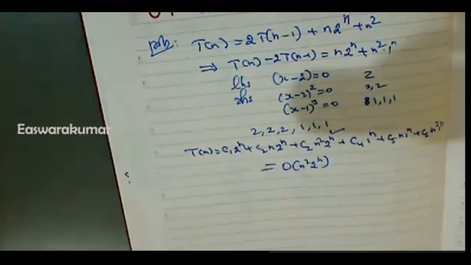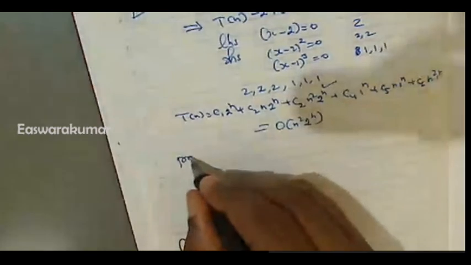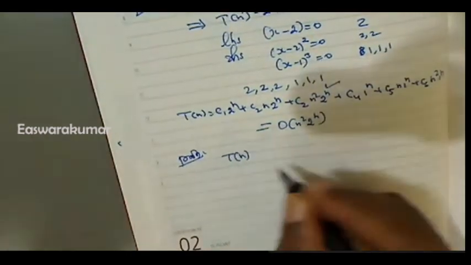Okay. Now let us see one little more difficult problem. In some cases it may come like that. So next problem. Suppose the complexity is like this. Recurrence equation is like this.